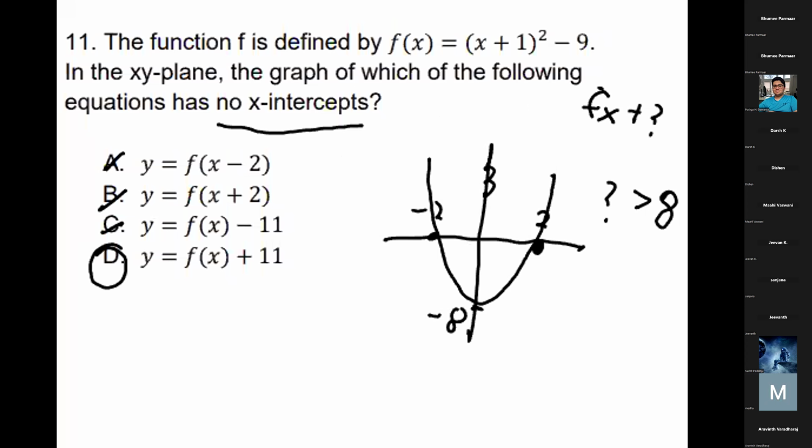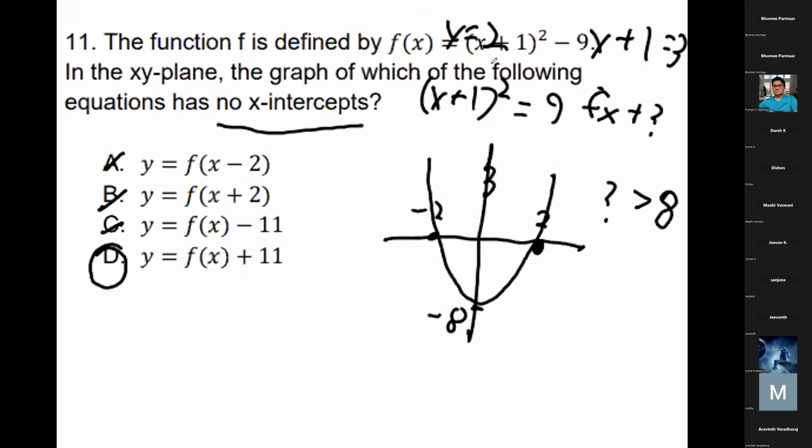Someone is asking how you got minus 2 and 2. Like I said in one of the previous questions, the x-intercept is where f of x is equal to 0. So that means (x plus 1) squared minus 9 has to equal 0. We just add 9 to both sides. So that would mean (x plus 1) squared equals 9. And then we take the square root of both sides. That would just be x plus 1 equals 3. And then we subtract 1 from both sides, and we get x is equal to 2.